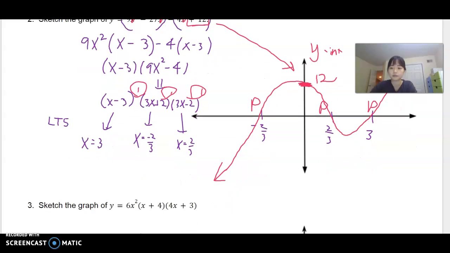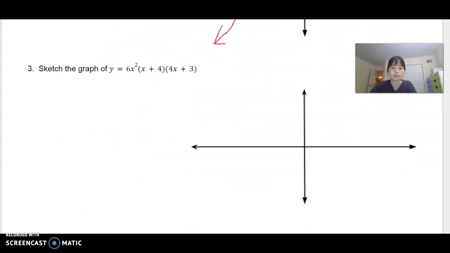Moving on. Let's try this. Okay, this one, do you see x's? There are 3. There's going to be 6x equals 0, so x is 0. Multiplicity is 2, so it's going to bounce.